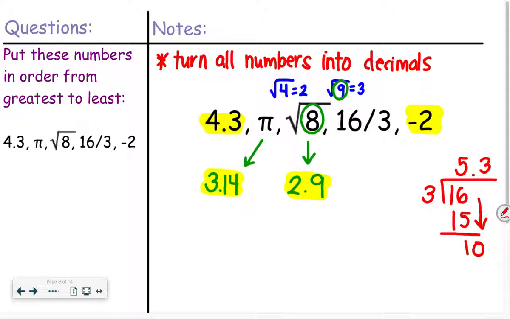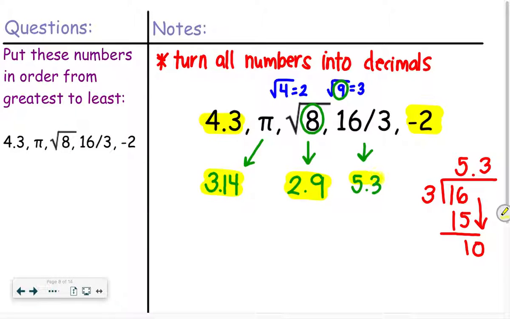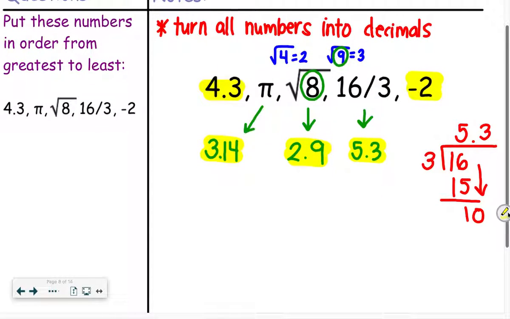3 times. And I could keep going here. I'm not quite done. But as long as I have a 5.3, I've turned that into a decimal. It's not going to matter if it's 5.32 or 33 or 34. That's not going to change my answer when I order these. So I'm just going to stop at 5.3. So now I have 5 numbers that I can more easily order.